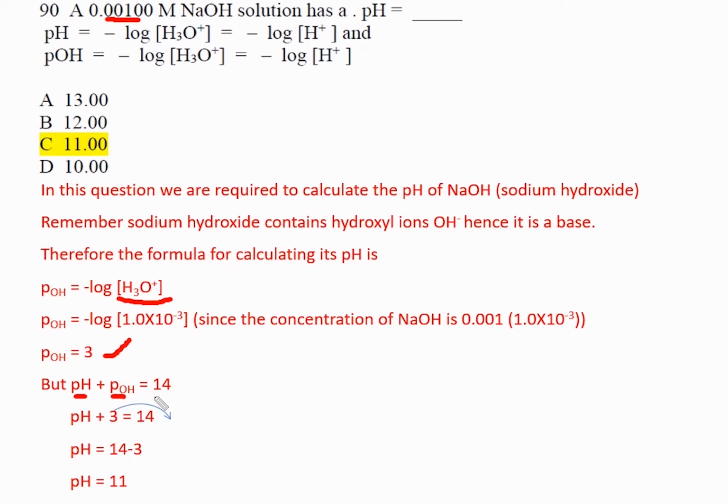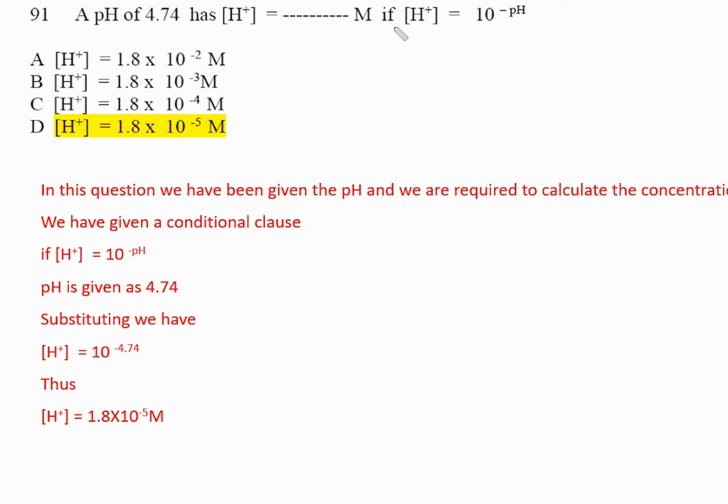But remember, pH plus pOH gives you a sum of 14. Since our question required us to get the pH, and we have already got the pOH, you're going to do substitution in the formula, whereby pH plus 3, which is our pOH, equals 14. pH is going to be equal to 14, 3 goes to the other side, minus 3. So pH is 11.